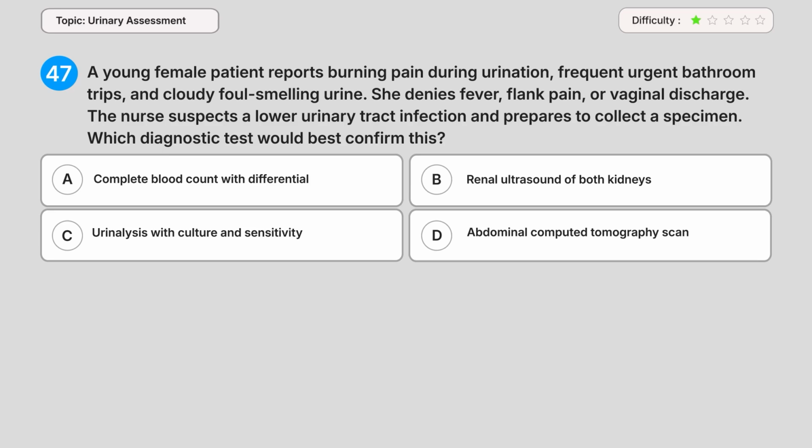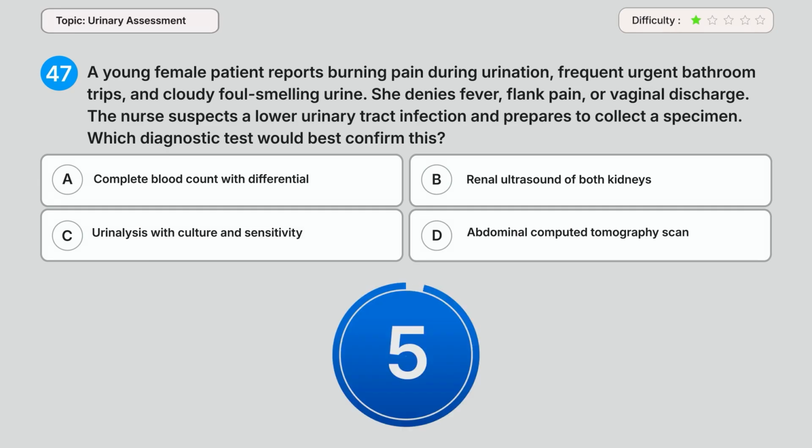A. Complete blood count with differential. B. Renal ultrasound of both kidneys. C. Urinalysis with culture and sensitivity. D. Abdominal computed tomography scan. Can you guess the answer?